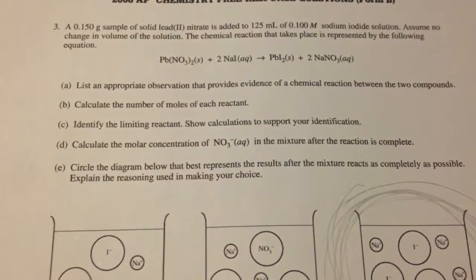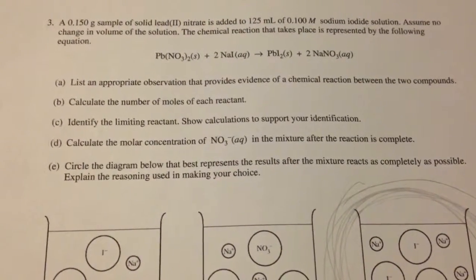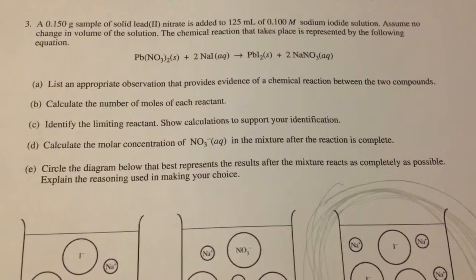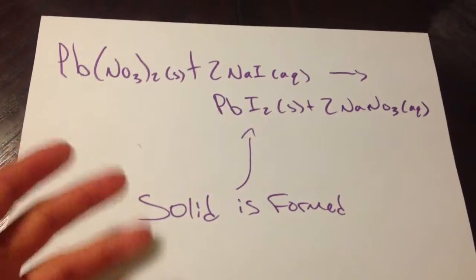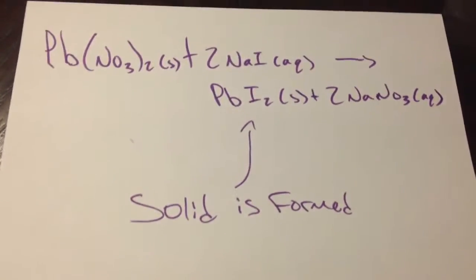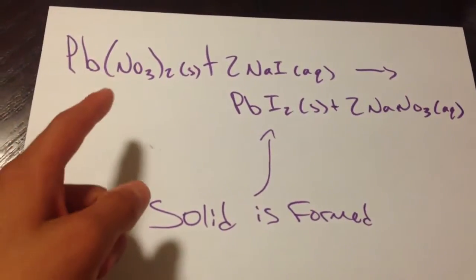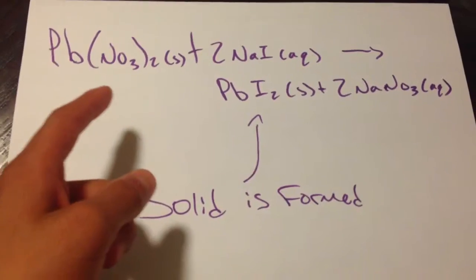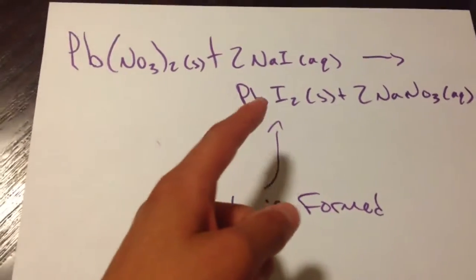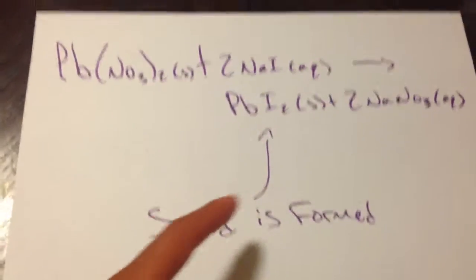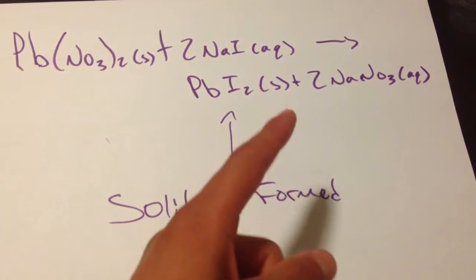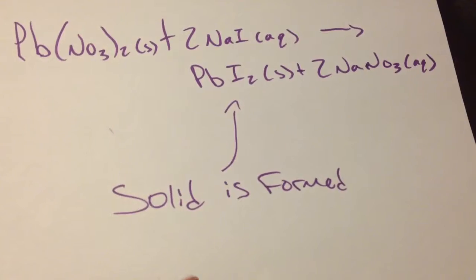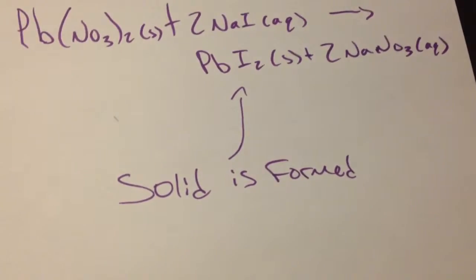First, we are asked to list an appropriate observation that provides evidence of a chemical reaction between the two compounds. So this is our chemical reaction equation, and as you can see, when you combine Pb(NO3)2 with NaI, you get a product which is PbI2, and that is a solid, which means it's a chemical reaction.